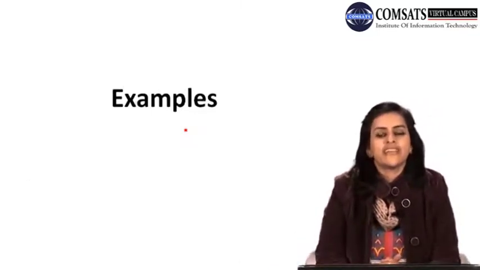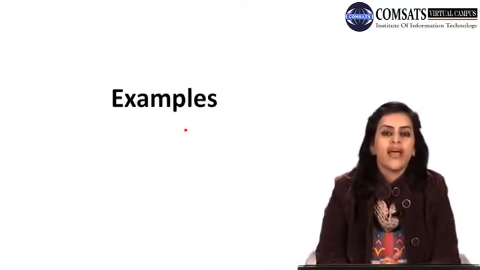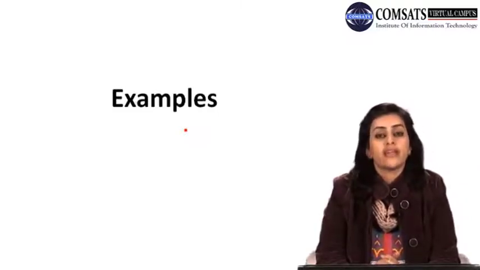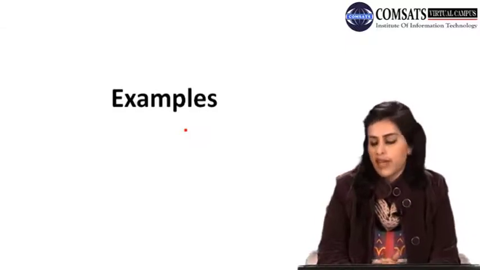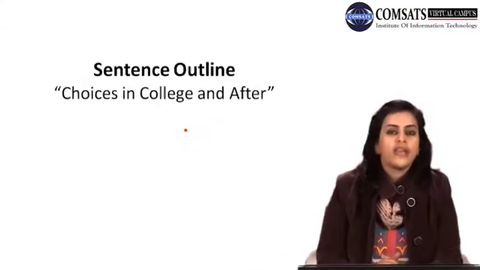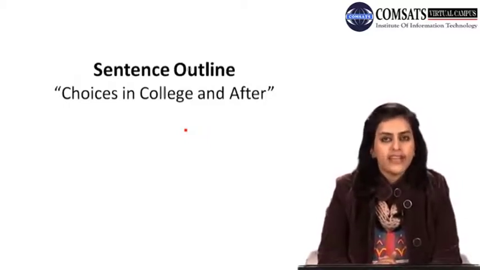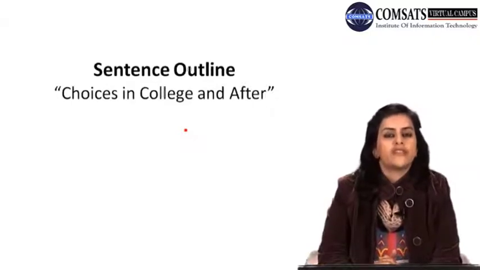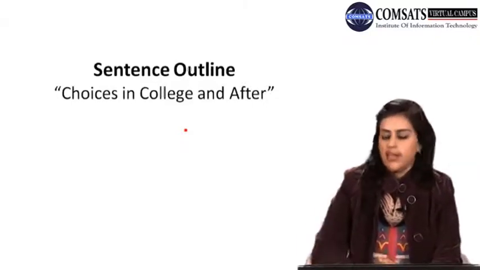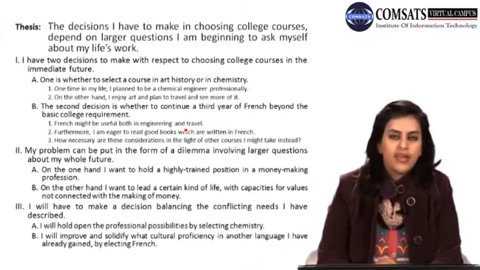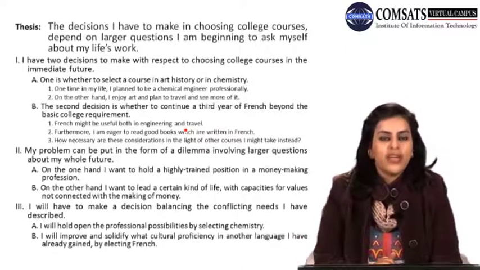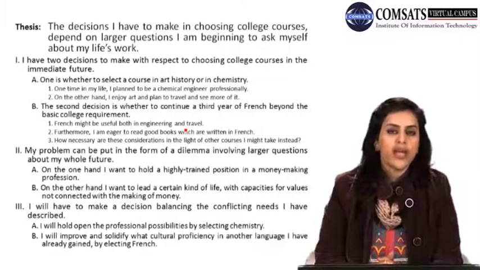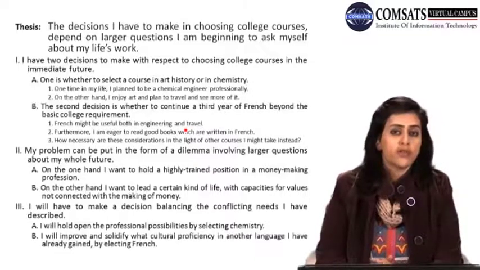Now let's quickly see some examples of topic outline and then the sentence outline. That's going to help you differentiate between them and understand how to write them. Now the topic for writing an outline here is choices in college and after. We are first going to see the sentence outline. Now that's a very long slide to read, but that's really going to be very, very helpful once we are going to develop our outline, or prepare our outline for the essay.